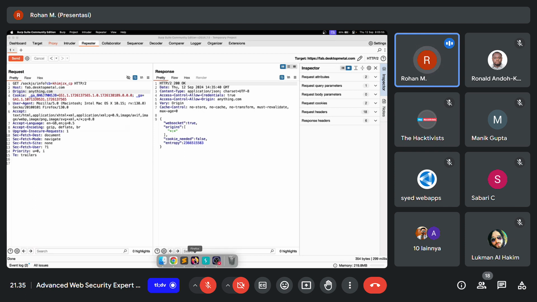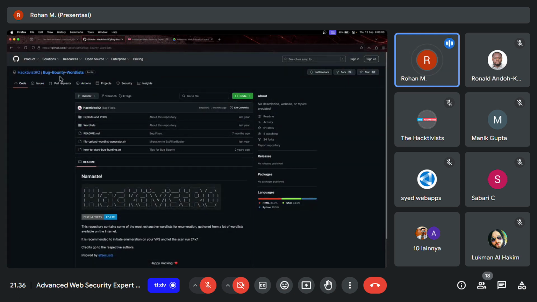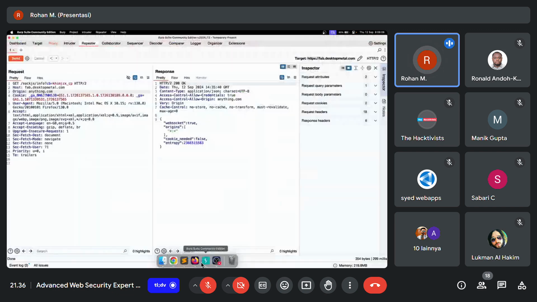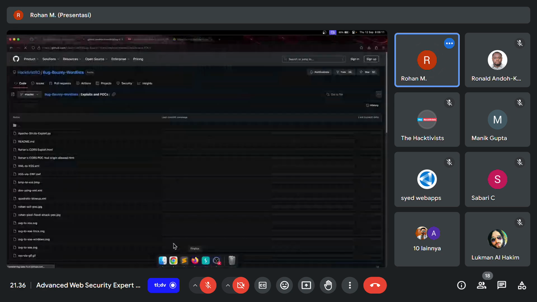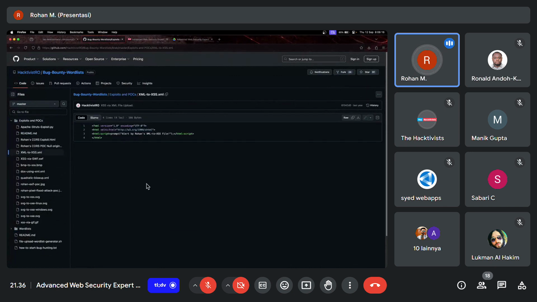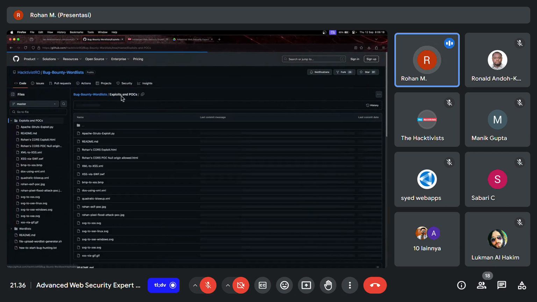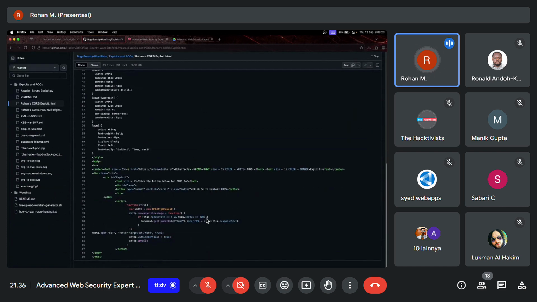But still, if you would want to have a look at its exploit, you can go to my GitHub account, go to bug bounty word list, go to exploits and POC, and here, I'll turn off the intercept, you will be able to find the exploit, Rohan's CORS exploit.html. I'll simply show it to you here. All you have to do is take the URL of the application you want to exploit and put it here.